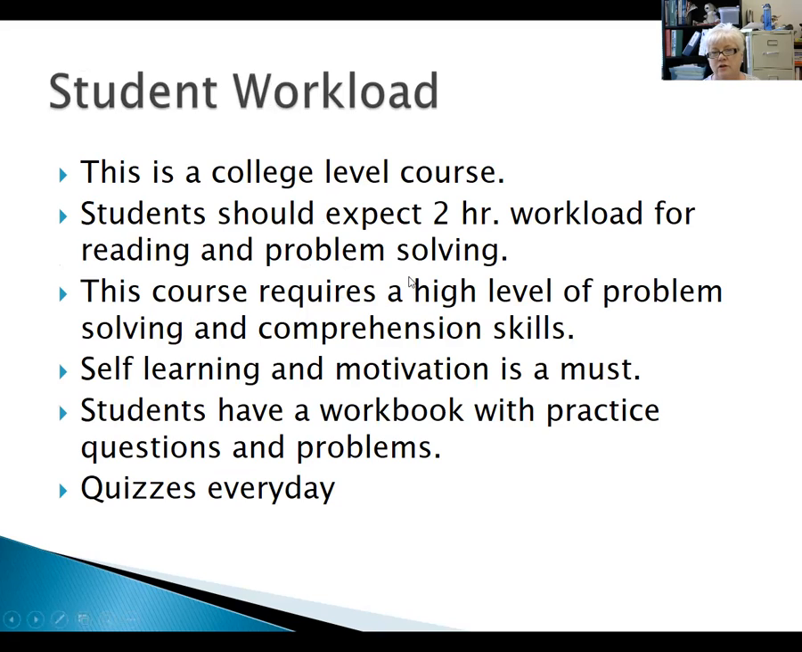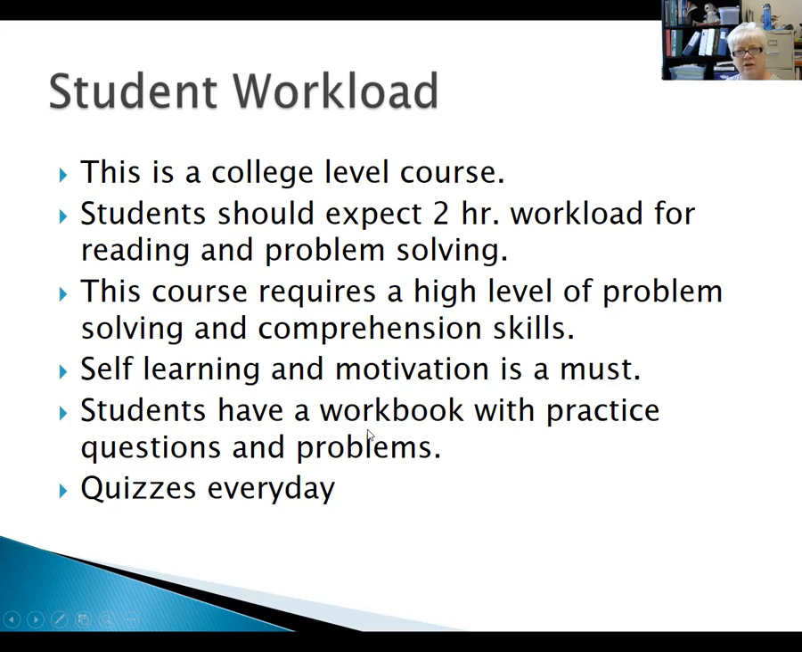What's the workload going to look like? Well, expect about 2 hours of work a week. Some weeks might be heavier and other weeks might be very light. So I would just average it out to about 2 hours per week. It does require a high level of problem solving and comprehension skills, but it's not so difficult that you can't do it.